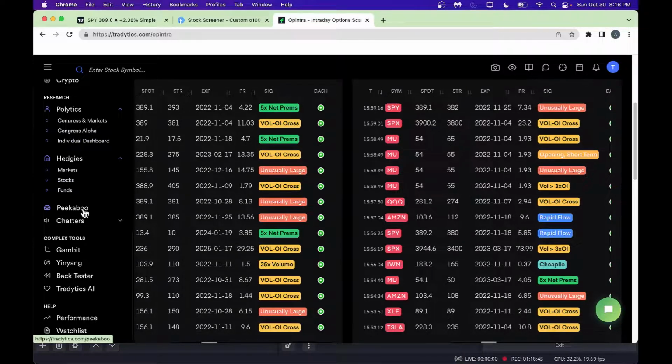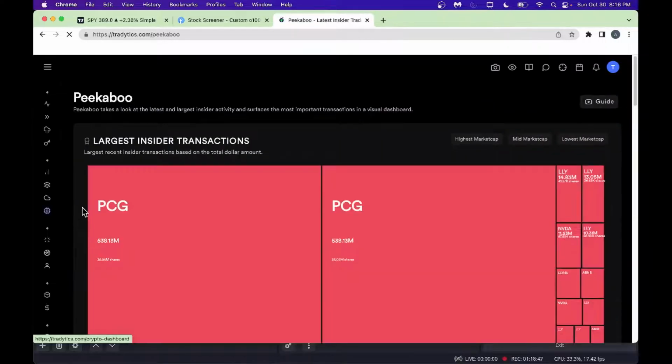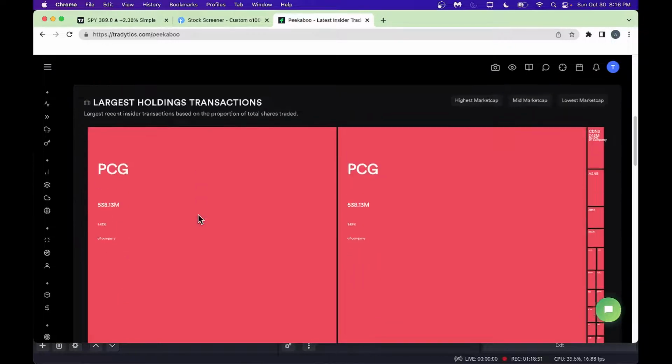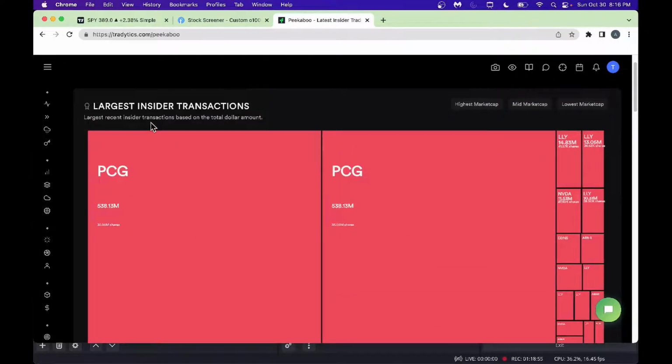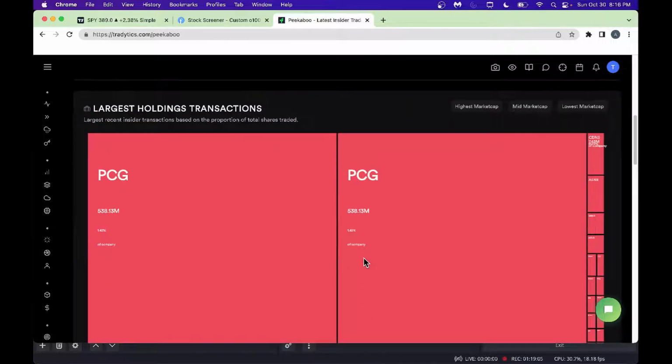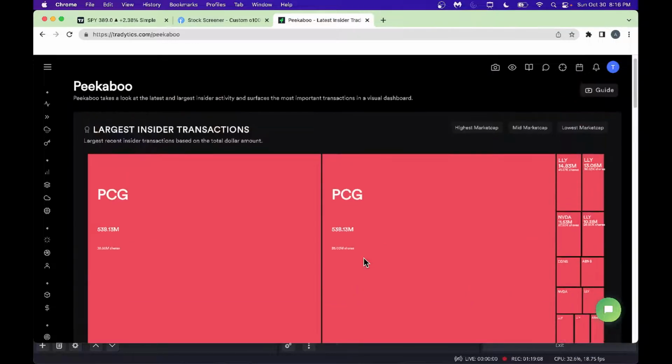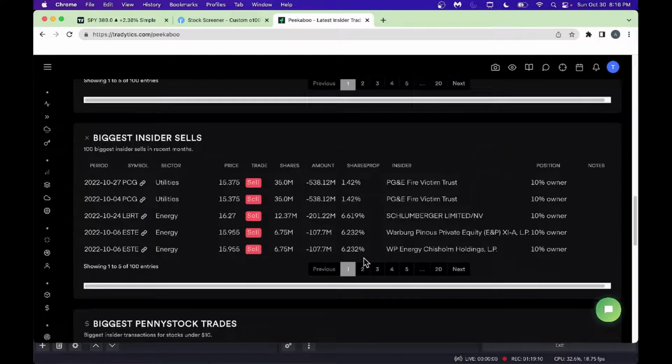And then you got Peekaboo here. Peekaboo is also a good one. It kind of tells you largest insider transactions. If you want to see who bought, recent insider transactions happening here. We got PCG, nice 538 million here, and you can get some good idea, largest holdings, largest transactions, and so on and so forth here.